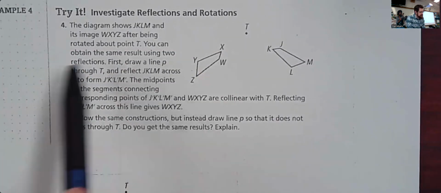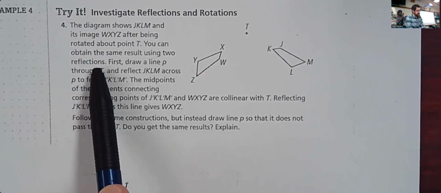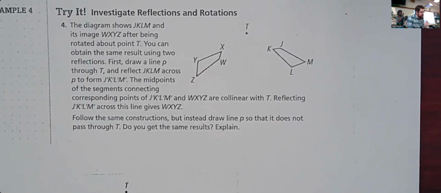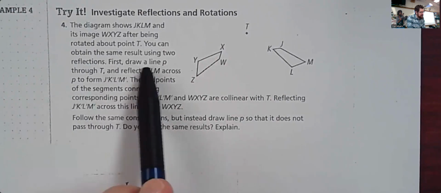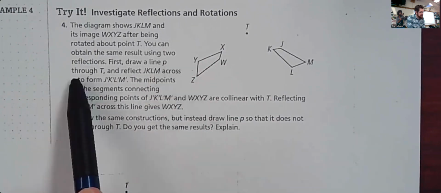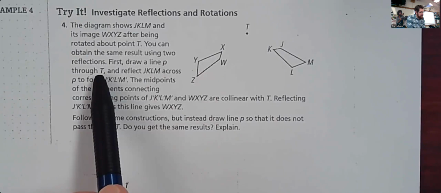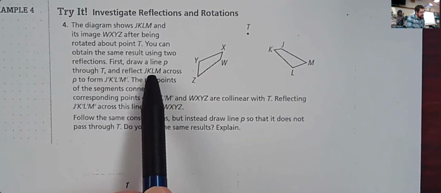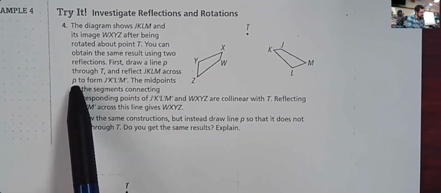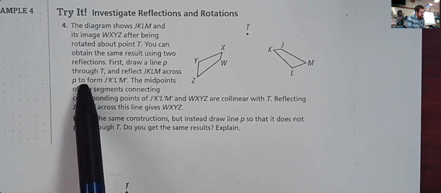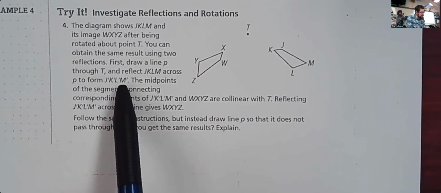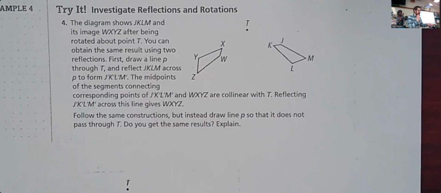You can obtain the same result using two reflections. So it says, first, draw a line P through point T and reflect JKLM across to form J prime, K prime, L prime, M prime. So I'm going to show you what that looks like. We're going to choose a point P.